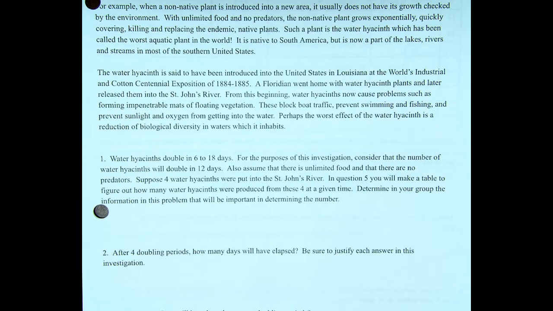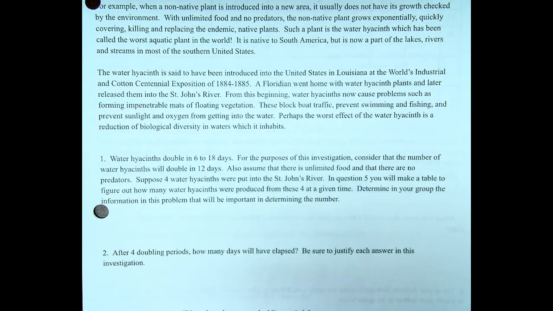Water hyacinths double in 6 to 18 days. For the purposes of our investigation, let's say that they double in 12 days. Okay? Also assume that there is unlimited food and that there are no predators. Suppose 4 water hyacinths were put into the St. Johns River.